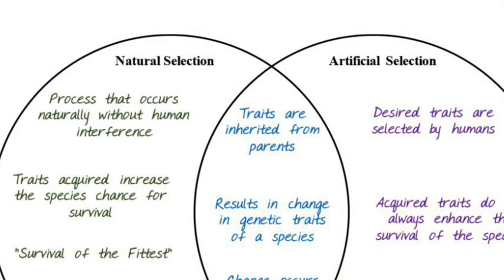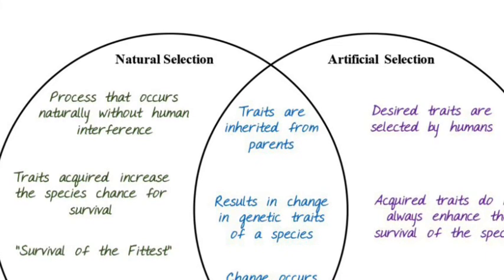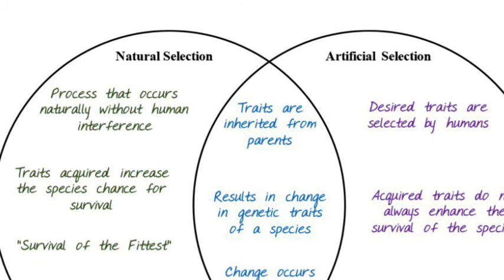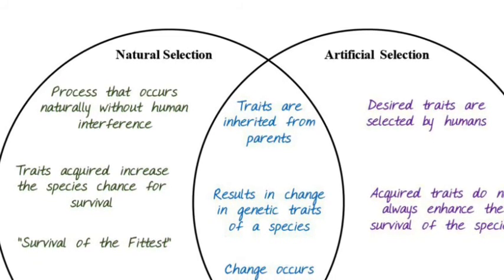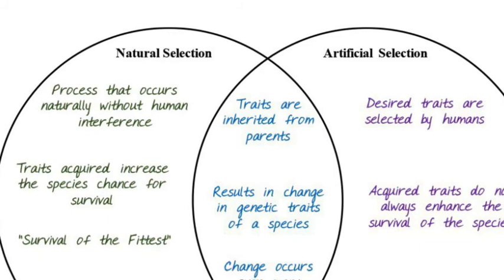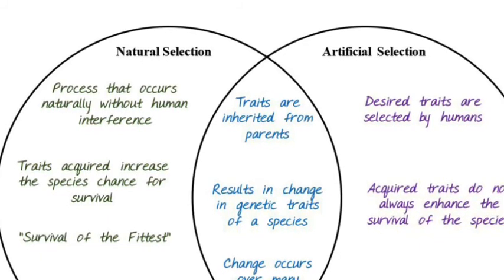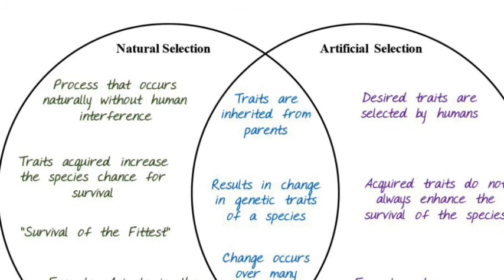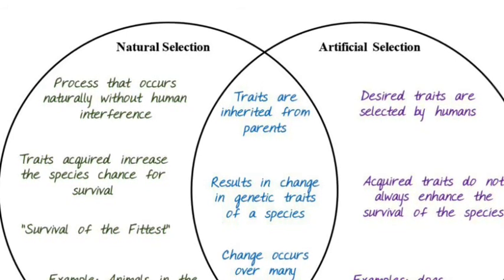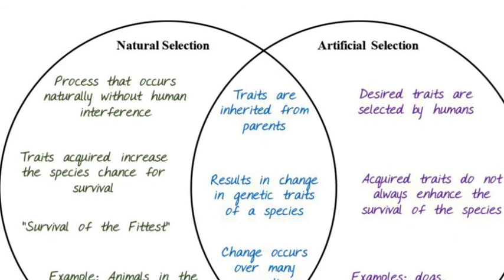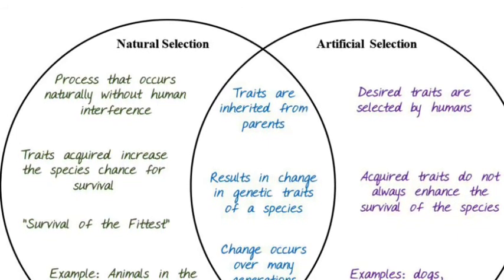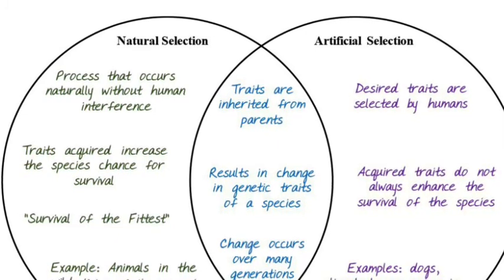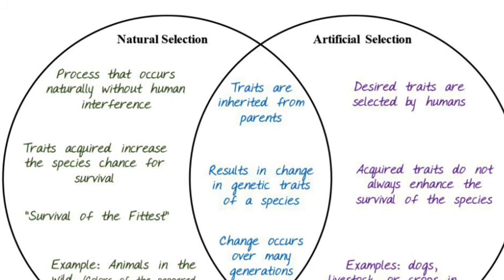In closing, I want to do a comparison between natural selection and artificial selection. Both of these are going to have traits inherited from the parents. It's going to result in a change in the genetic traits of the species, and changes can occur over many generations. Only in natural selection is the process going to occur naturally without any human interference. In natural selection, the species has a chance for survival. It is definitely the survival of the fittest, like the cougar with the sharp teeth, and that would be animals in the wild.